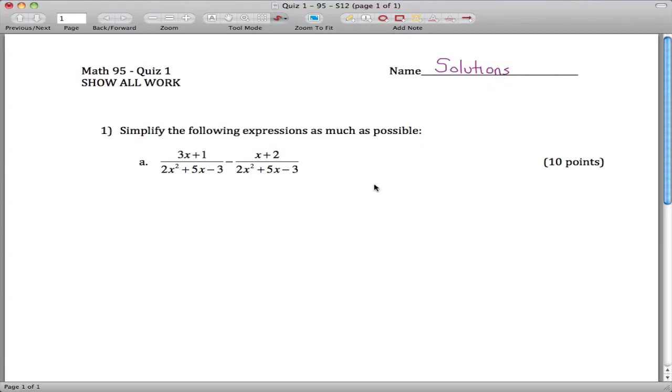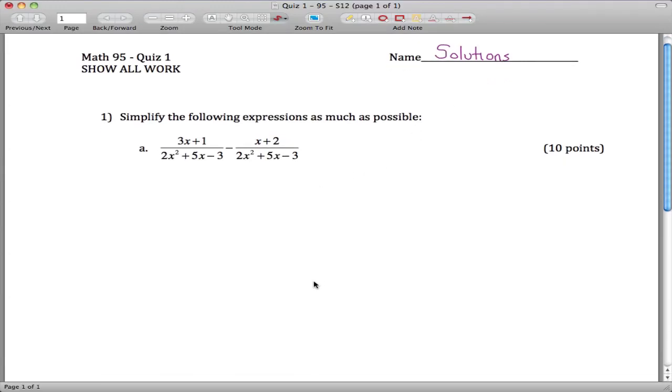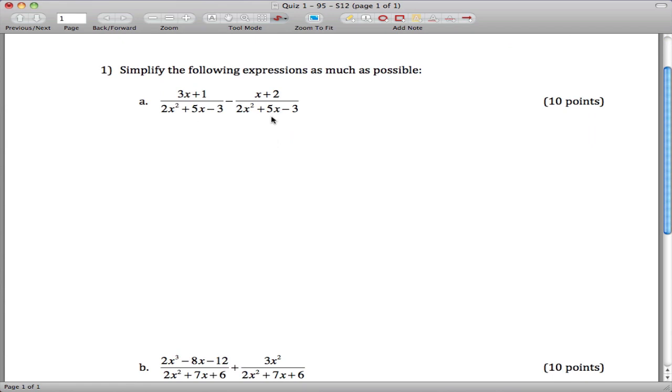All right, here are solutions to quiz 1 for Math 95. We're given this big mess of an expression, a couple of rational expressions, and asked to simplify as much as possible. All right, so what's kind of nice here is at least we have the same denominator.